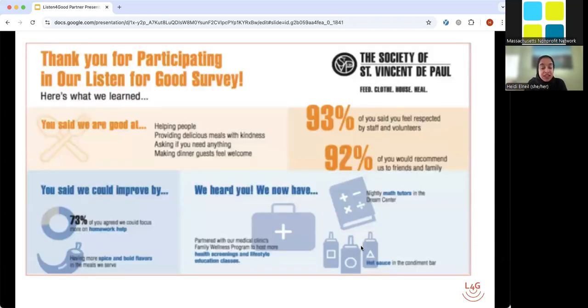So I just wanted to share this. This is a really great example of an organization that provides meals and housing. What you see here was actually printed out and put as a placemat on the tables when people were having a meal. So it's a really creative and simple way, ultimately, to close the loop with their population.